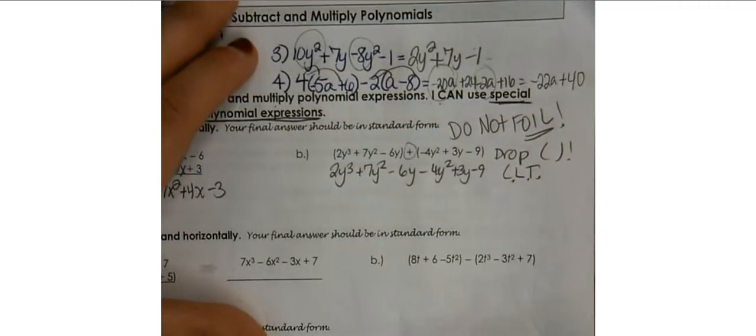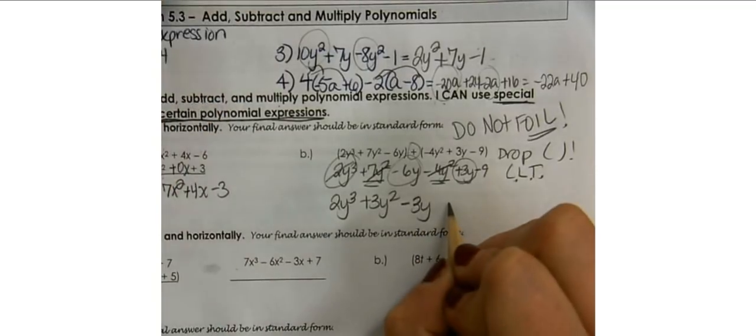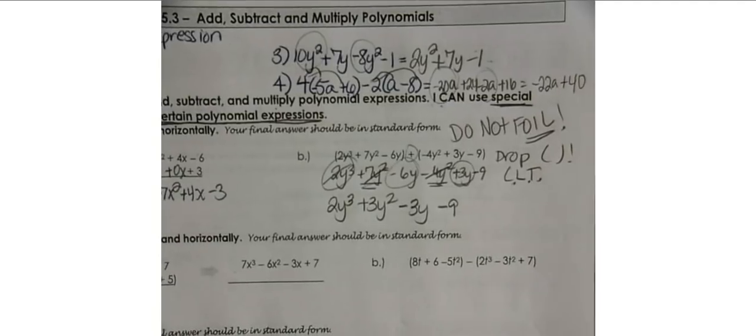So I'm going to rewrite this as 2y cubed plus 7y squared minus 6y minus 4y squared plus 3y minus 9. Combining my like terms, I have 2y cubed, and that's my only 2y cubed, so that's going to be first. Then I have 7y squared minus 4y squared, so that's plus 3y squared. Then we have minus 6y plus 3y, which is minus 3y, and then we have minus 9. So that is combining all of our like terms.